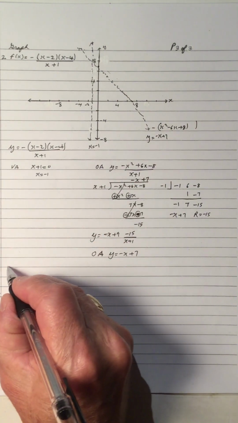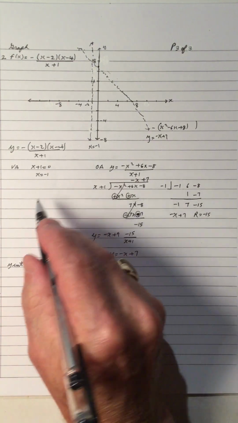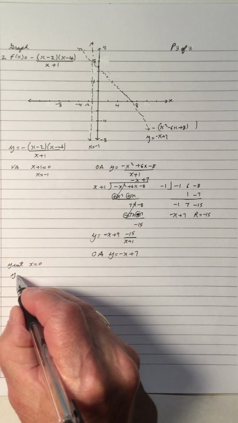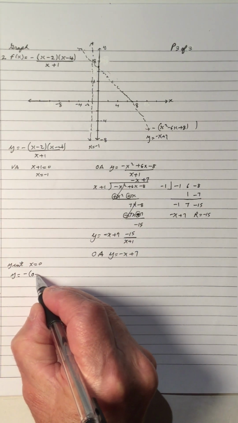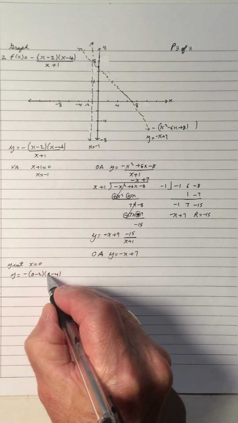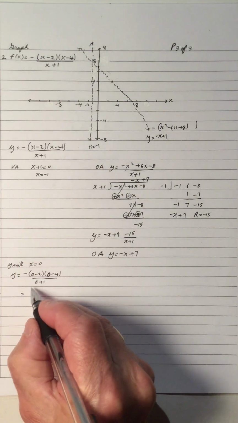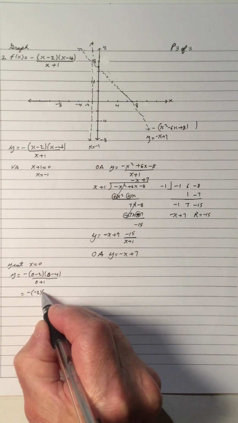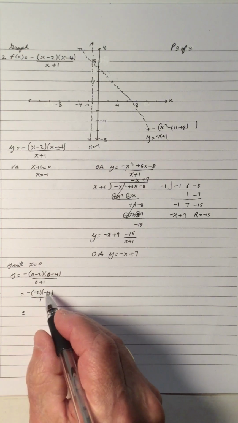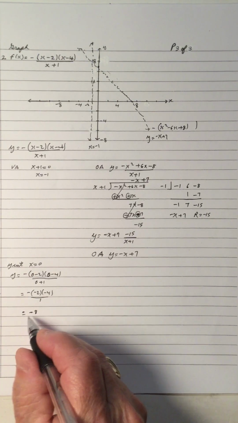Let's find the y-intercept. The y-intercept is when x is 0. So you can take this equation, y equals negative 0 minus 2, 0 minus 4, all over 0 plus 1. So that's a negative of negative 2, negative 4, and 1. So that becomes 3 negatives, which is a negative. Negative 8 over 1 is negative 8.